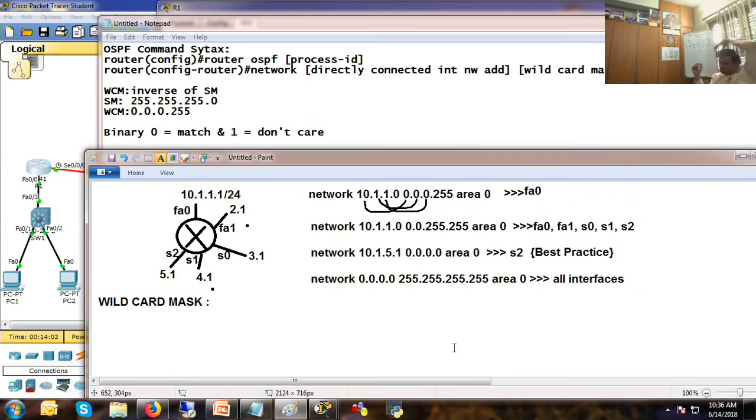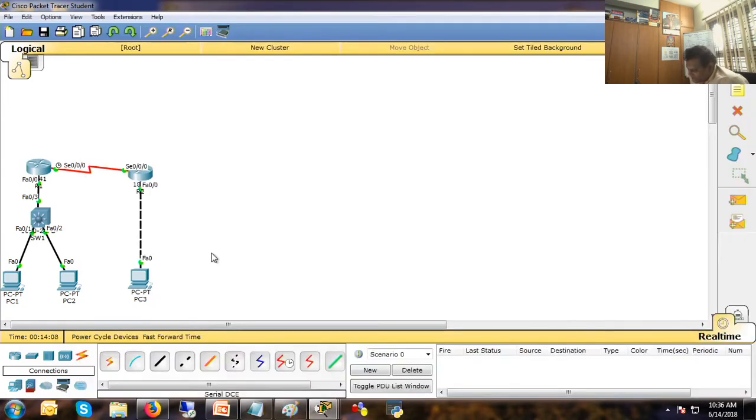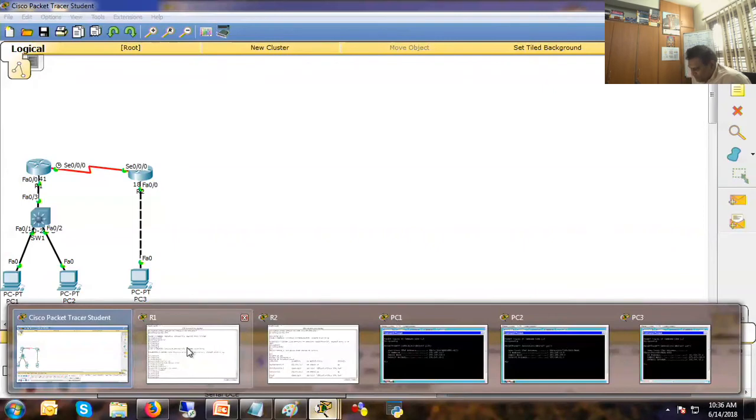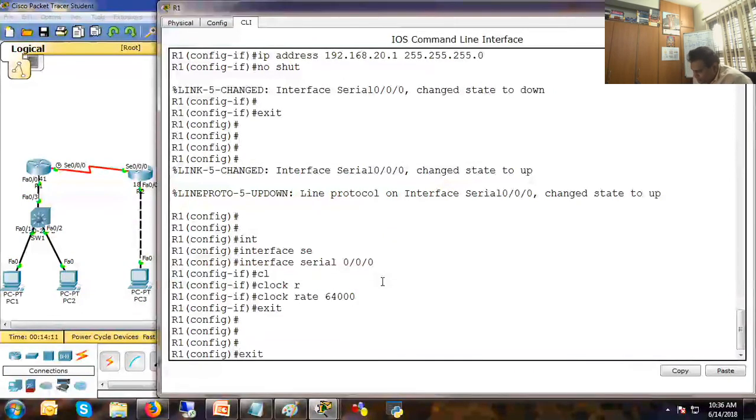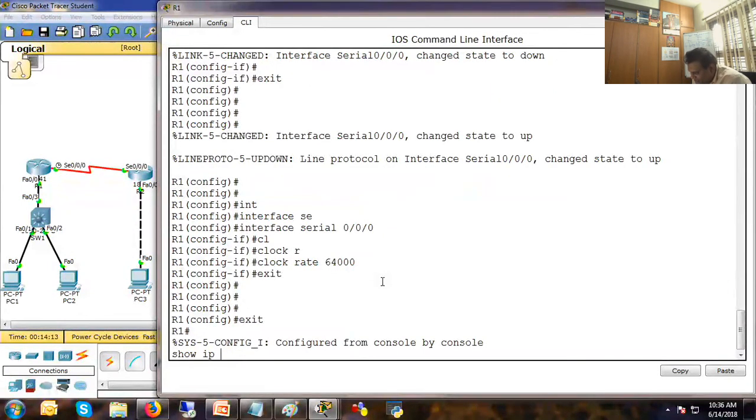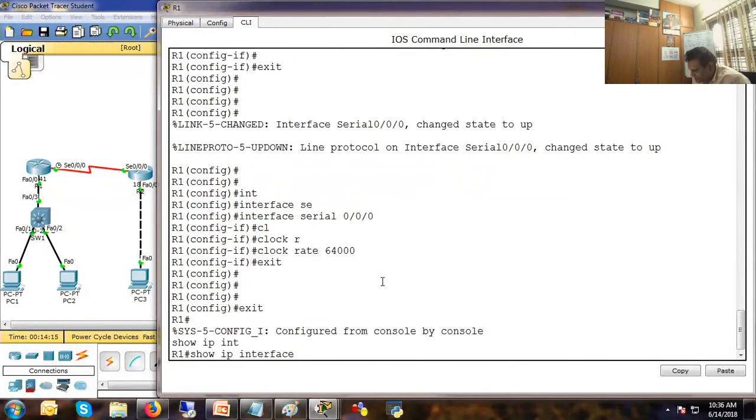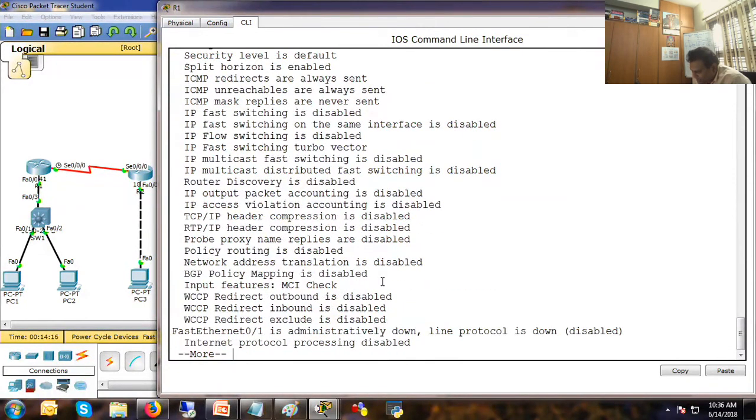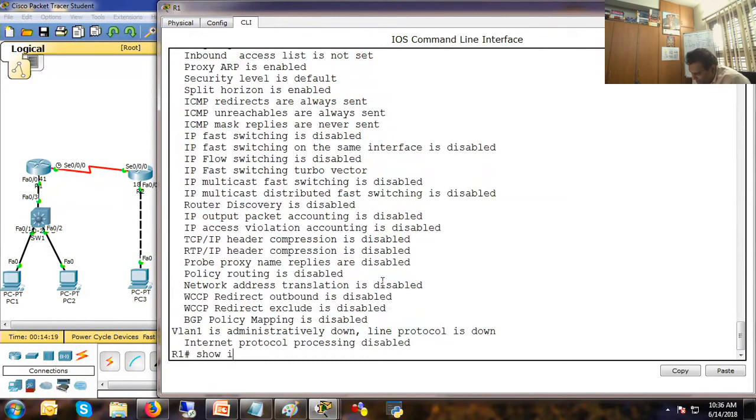Understood this? Okay, we'll configure now. Understand the syntax, right? Okay, let's start to configure. R1. First, I'm going to give show IP route. Let me see which interfaces are directly connected. What are the network addresses? What is the command? Show IP route.